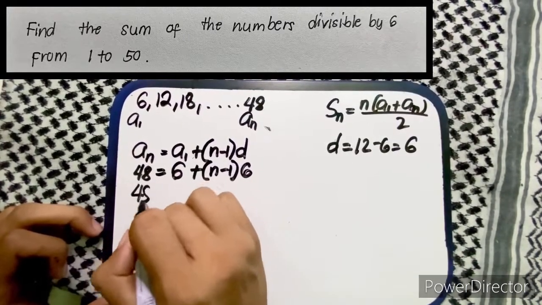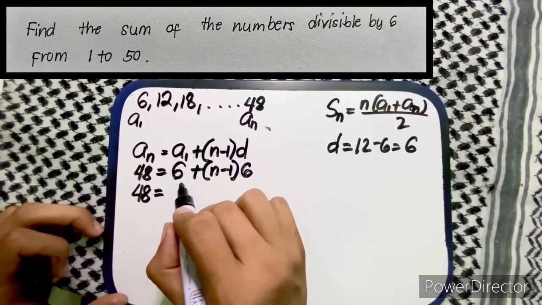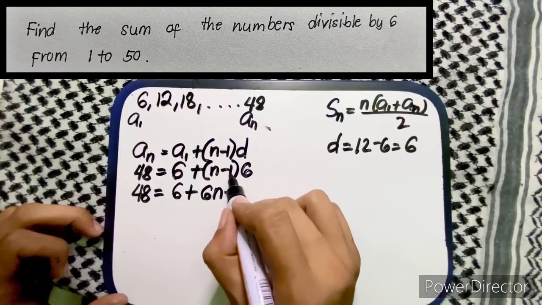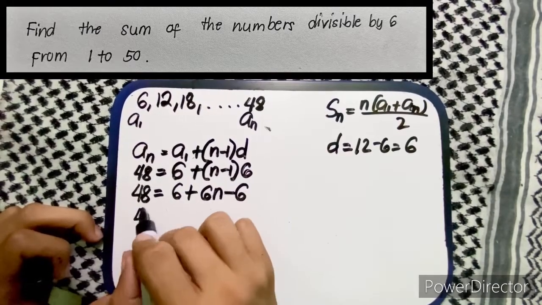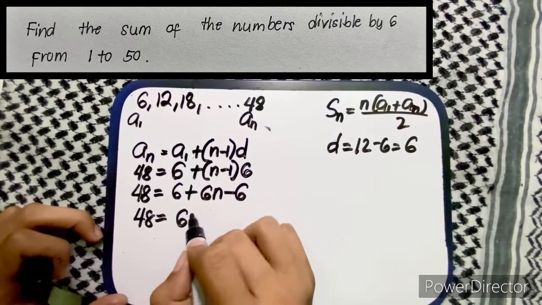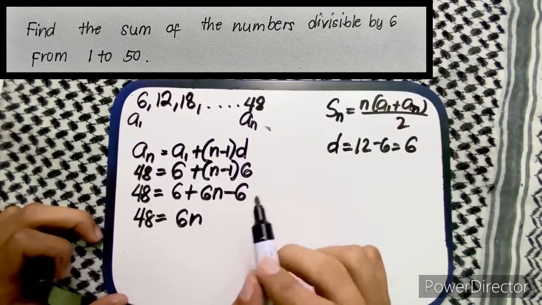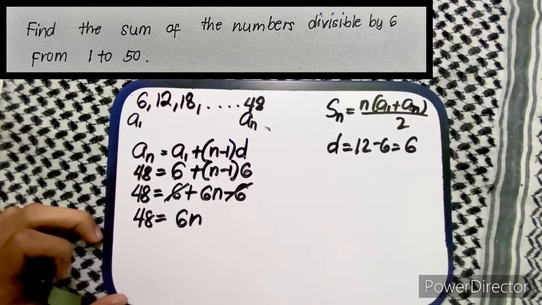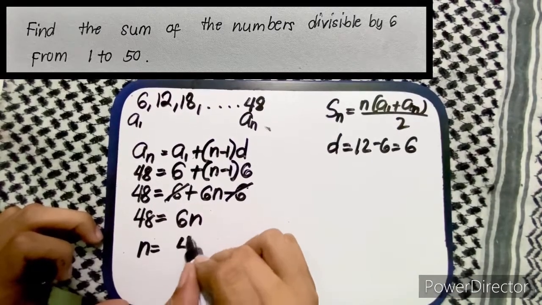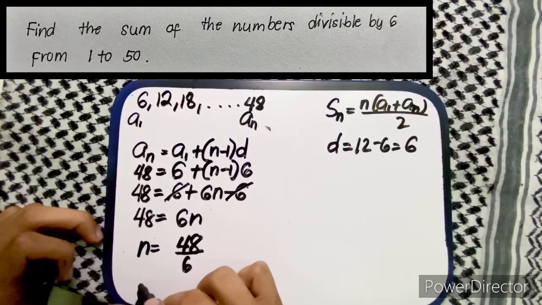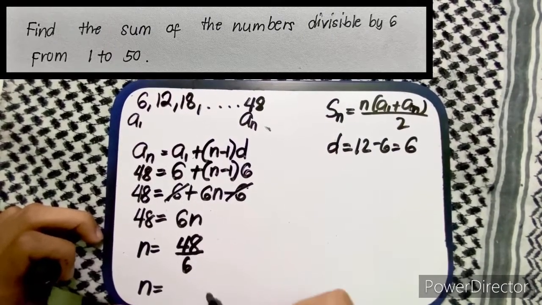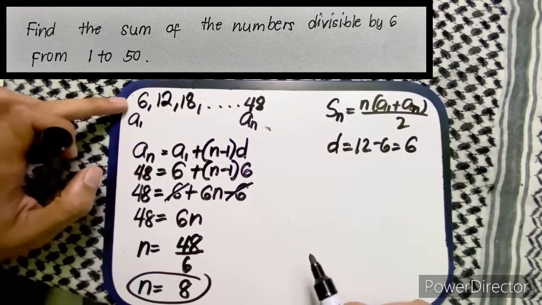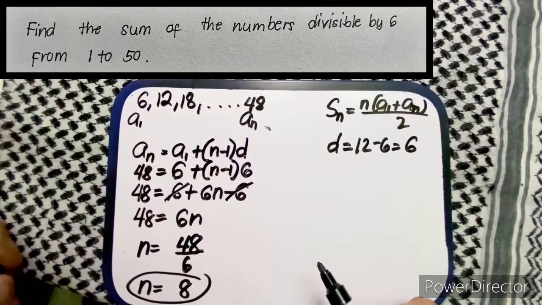Then 48 equals 6 plus 6 times n, 6n, minus 6 times 1, 6. So 48 equals 6n. So 6 minus 6 is 0, so no need to write the 0 here. You can just cancel out. Then n equals 48 over 6. So our n is 8. So there are 8 terms from 6 to 48.